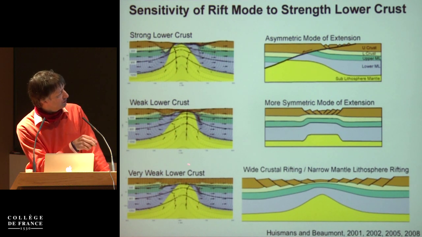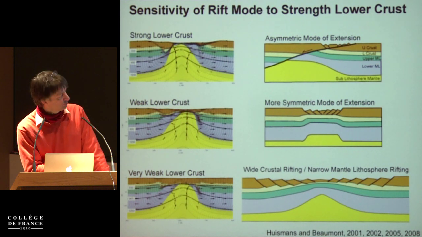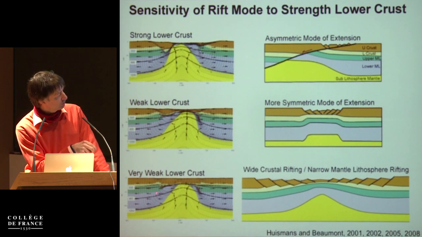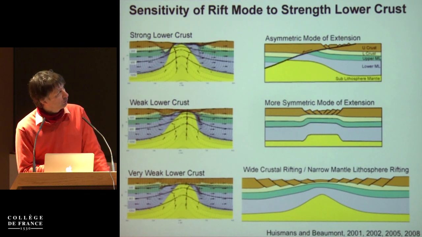Now in the last case, here at the bottom, we included very weak middle and lower crust, and we see that the upper lithosphere and lower lithosphere are essentially exhibiting different rift modes. And so we see that the lower lithosphere here is localizing in a very narrow manner. It's actually completely ruptured, and the sublithospheric mantle is exposed to the base of the crust. And the crust itself is extending in a very wide and distributed rift mode.